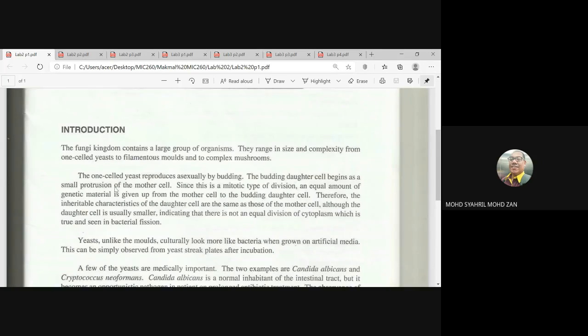An equal amount of genetic material is given from the mother cell to the budding daughter cell. Okay. Therefore, the inheritable characters of the daughter cells are the same as those of the mother cells. Although the daughter cell is usually smaller, indicating that there is not an equal division of cytoplasm, which is also seen in bacterial fission. Okay, so bacterial fission, binary fission semua sama, alright. 2 pada 4, 4 pada 16 dan sebagainya. Okay, right, continue.